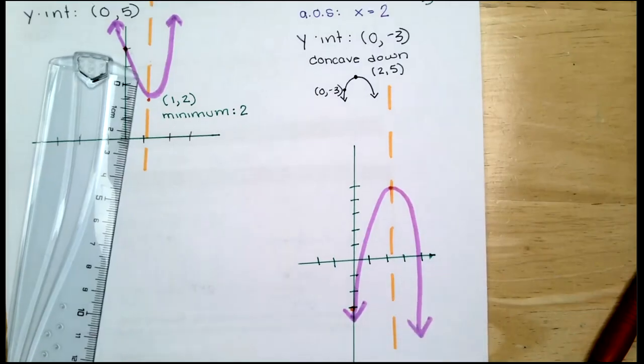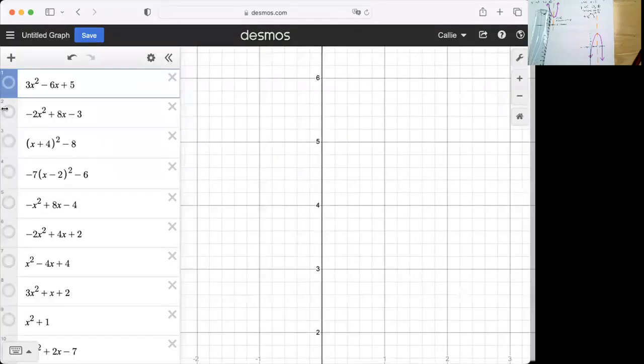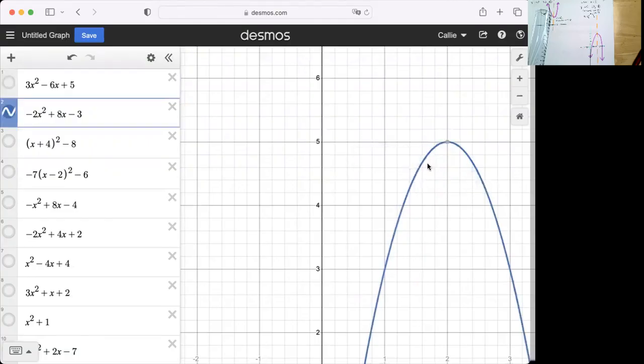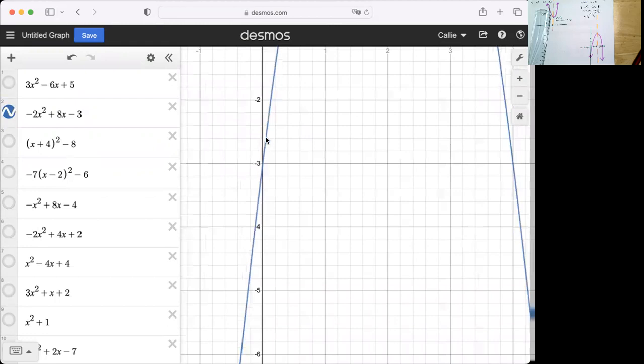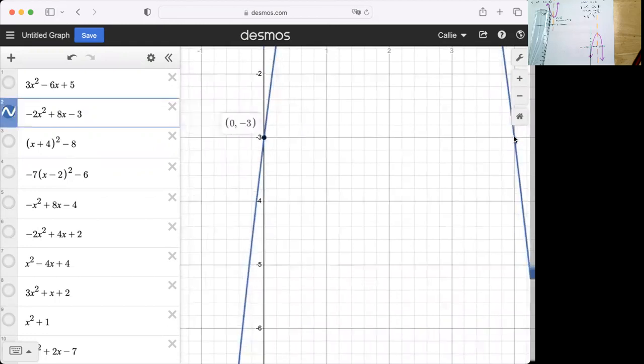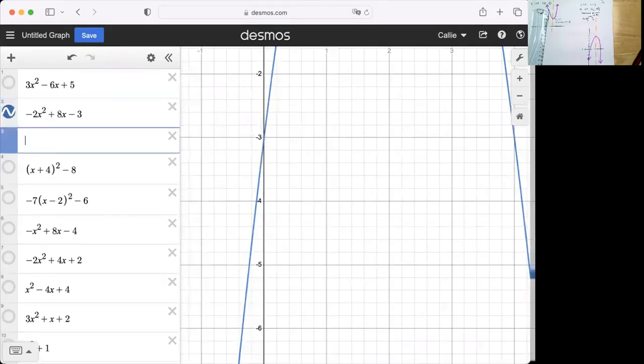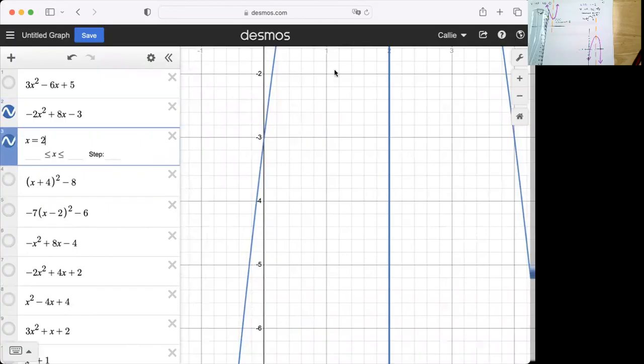Let's see if it's true. In Desmos, negative 2x squared plus 8x minus 3 looks like that. The highest point is 2, 5, and it's going to cross the y-intercept at 0, negative 3. So if my axis of symmetry was x equals 2, right? Then here is 0, negative 3.